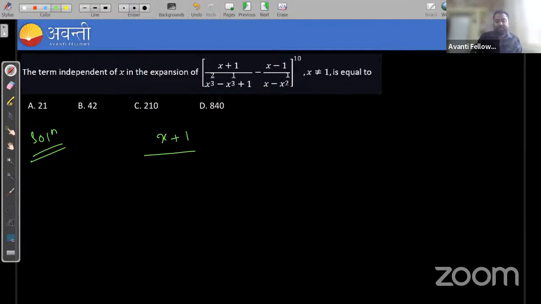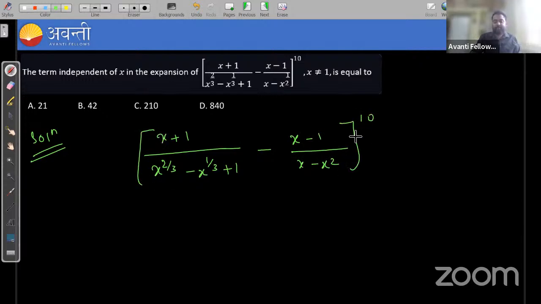x plus 1 divided by x to the power 2 by 3 minus x to the power 1 by 3 plus 1, minus x minus 1 upon x minus x square, whole to the power 10, it is given, right? So can you tell me one thing? All of you know what is the formula for a cube plus b cube?